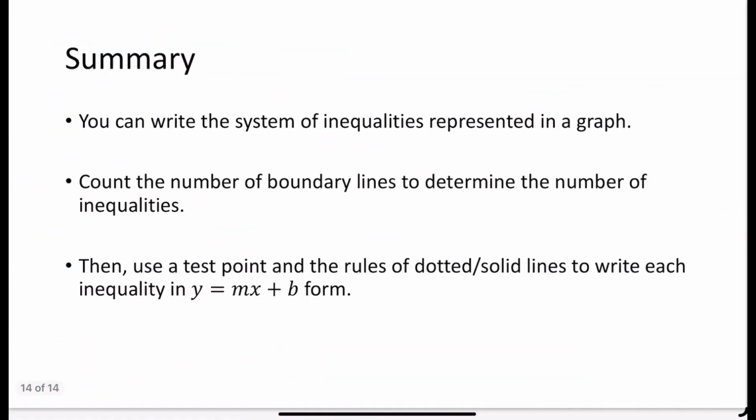So remember that you can write the system of inequalities represented in a graph. You just have to start off by counting the number of boundary lines to determine the number of inequalities, and then use a test point and the rules of dotted or solid lines to write each inequality in y equals mx plus b form.